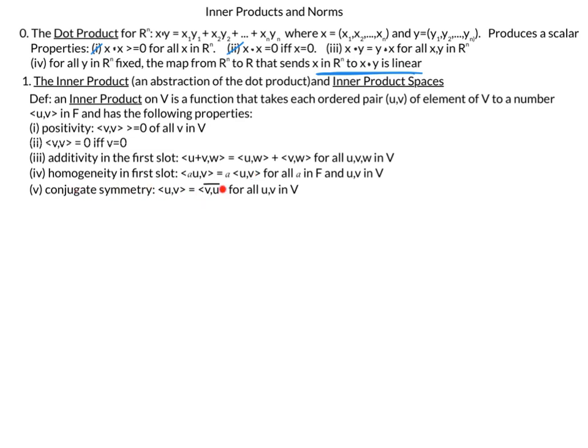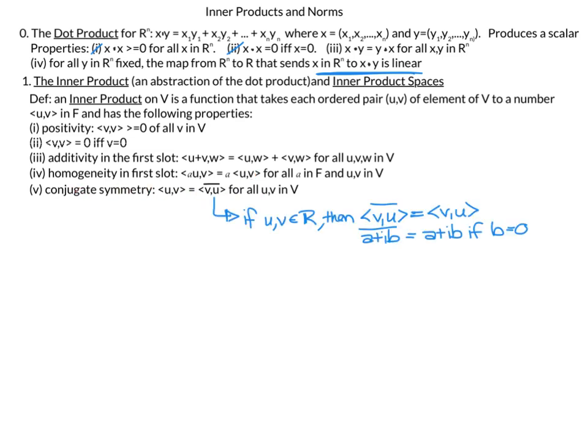And last, we have conjugate symmetry. This corresponds to property number 3 here, where we have commutativity in the dot product: x dot y is equal to y dot x. We don't have quite the same thing here for the inner product. Remember, these are general vectors, and vectors that might involve complex numbers, so not just real numbers. The inner product of u, v is almost equal to the inner product of v, u, so there's almost this commutativity, but for v, u you have to take the complex conjugate.